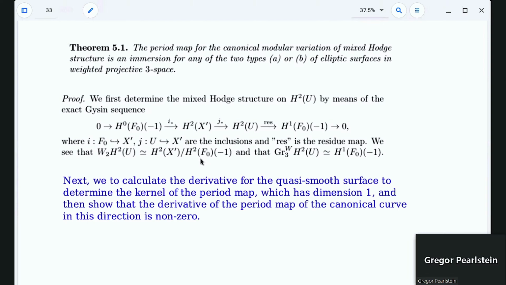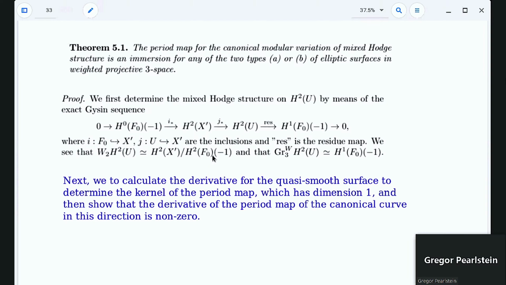Okay? So if you just look at H2 of X prime, the period map always has a positive dimensional fiber. So we gave another proof of this. This is an old result of, I can never pronounce his name, Chirkis, which just says that if you have a non-constant family of elliptic surfaces with only one multiple fiber, then the period map always has a one-dimensional fiber.